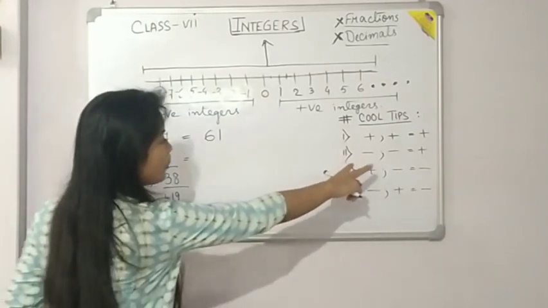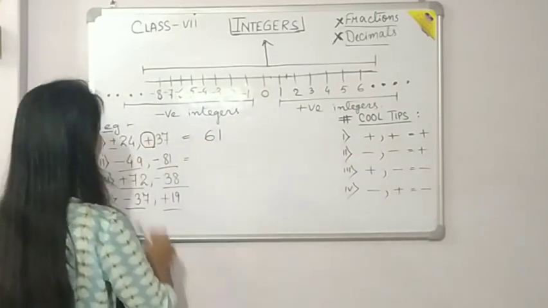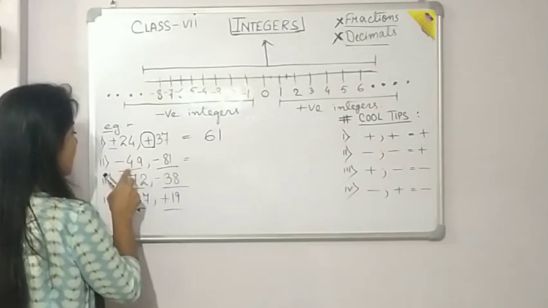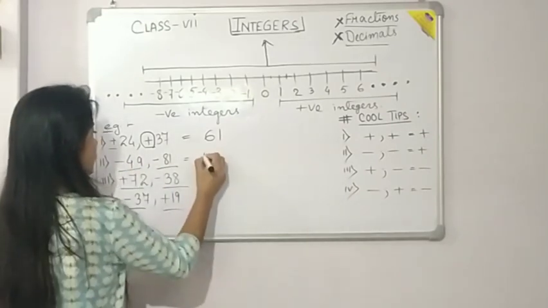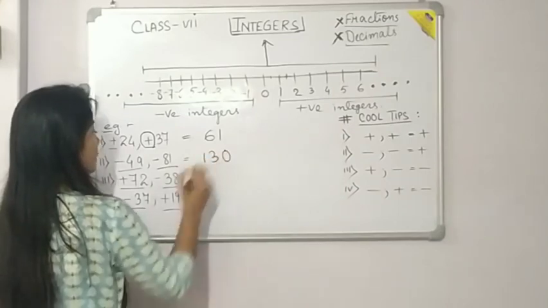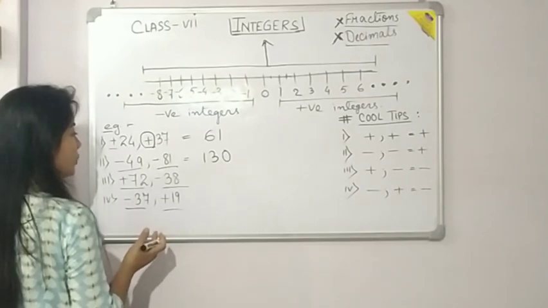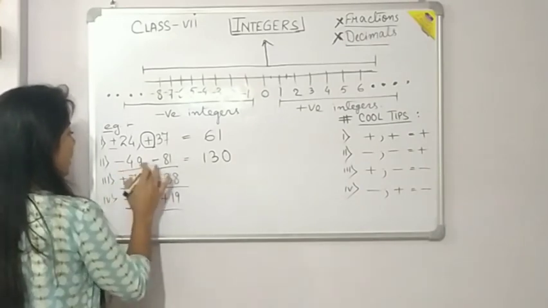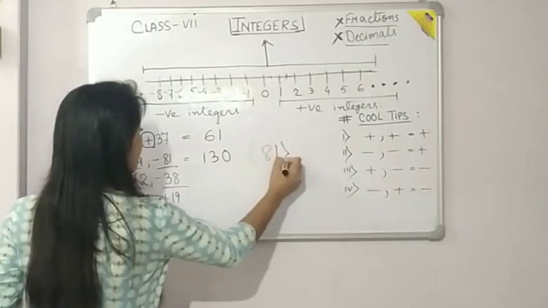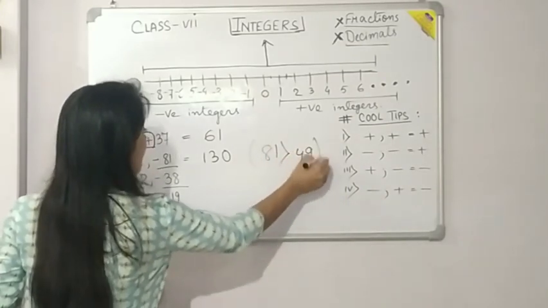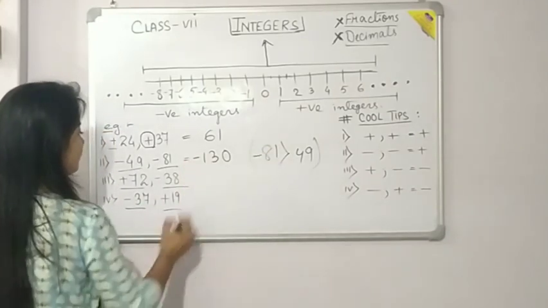Again, if we are provided with two negative numbers, then also we have to do addition. So let us do the addition of minus 49 and minus 81. After doing addition, what will we get? We will get 130. Now, what sign do we have to put? Between 49 and 81, which one is the greater one? 81 is greater than 49, and the sign of 81 is minus, so we will put minus here.